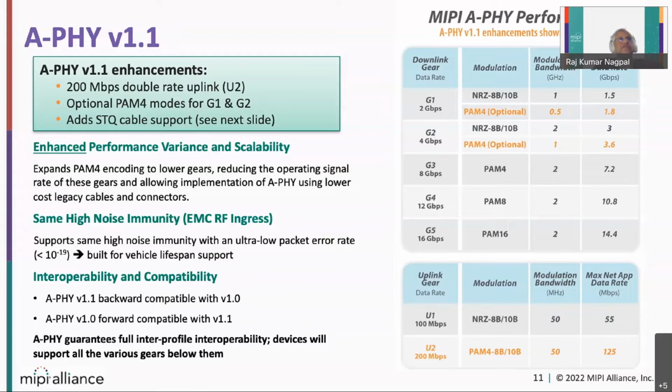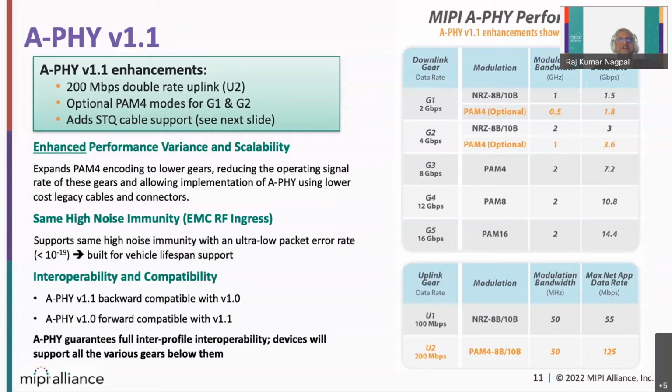And then a very big thing appearing in A-PHY 1.1 is support for STQ cable, which is a shielded twisted quad cable, basically two differential pairs, and this is very common in the automotive industry. This is going to give you a few advantages. On top, it is going to double your downlink traffic throughput from 16 to 32 gigabits, and then there are other options of Q port, which I will take you through in the coming slides. So you can look at it.